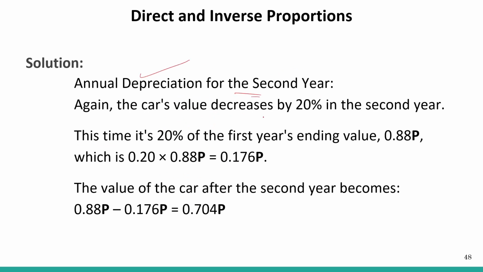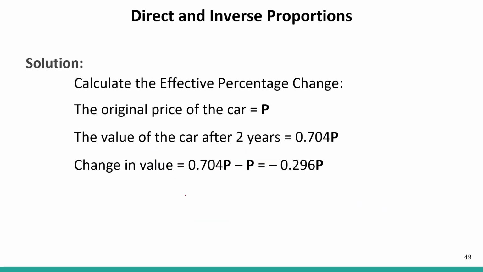So the annual depreciation for the second year will be what? 20% of the first year's ending value. So 20% into 0.88P is equal to 0.176P. So the price of the car after the second year becomes 0.88P minus 0.176P, which is equal to 0.704P.